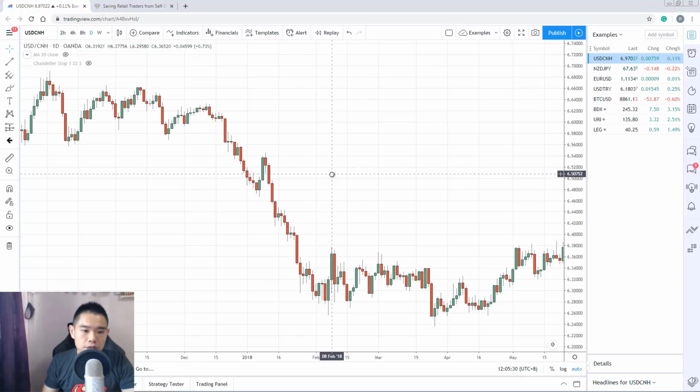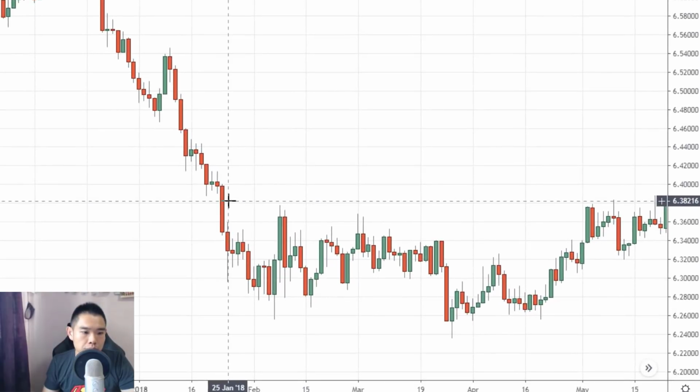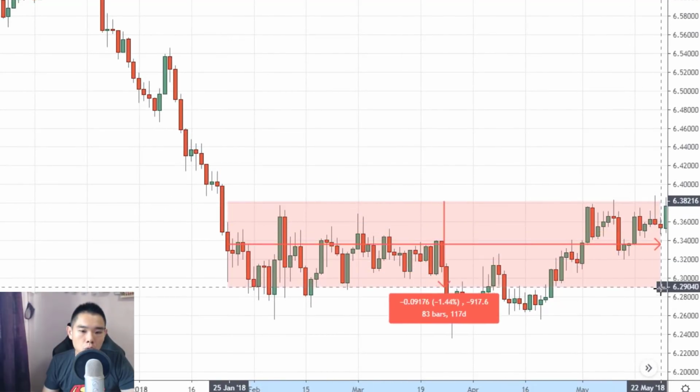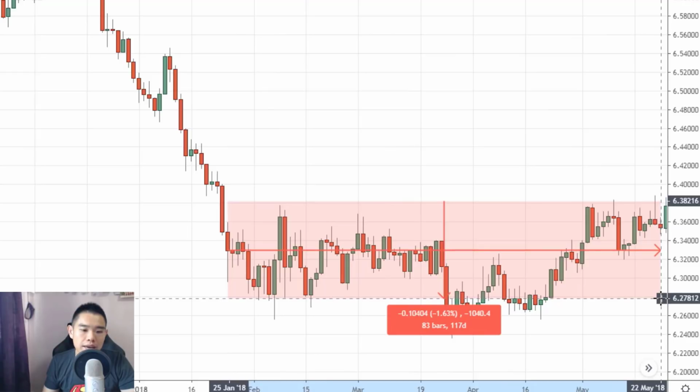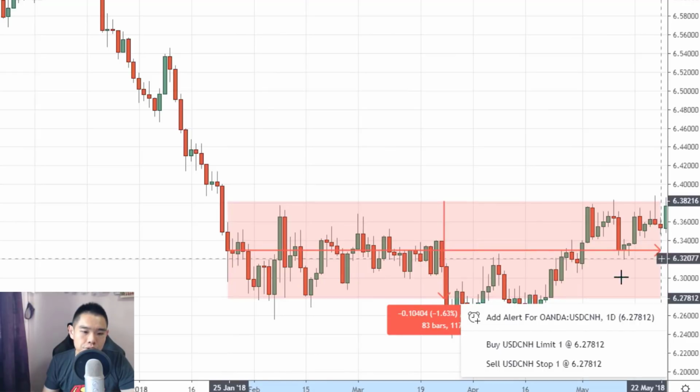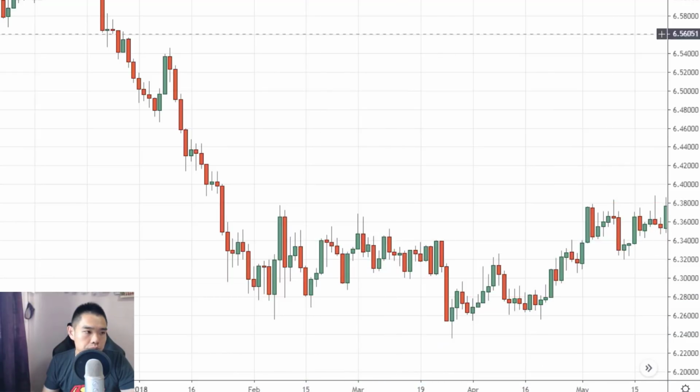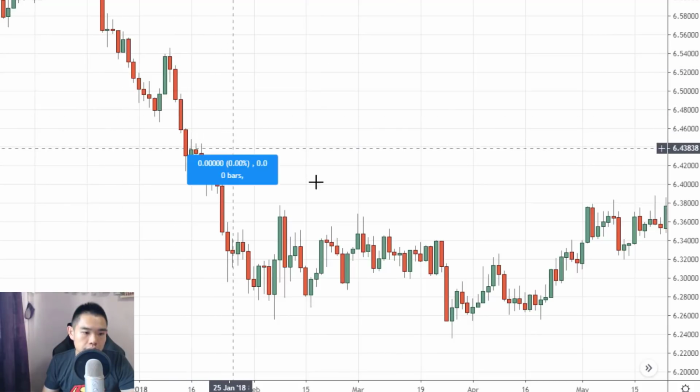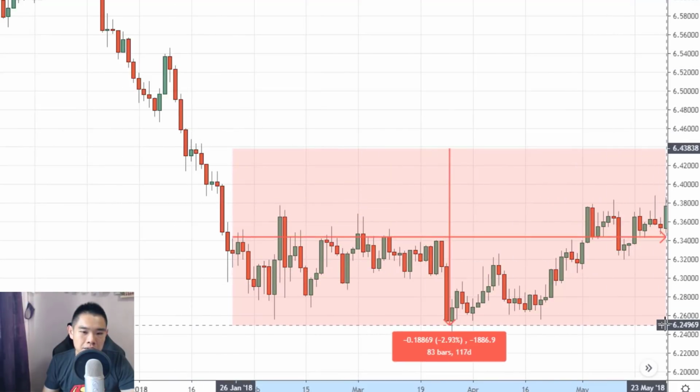So first thing first, if you recall, we are looking for a range, a minimum of 80 candles, 80 bars. So use this tool over here, just plot it from the start of the range all the way. And you can see that right now it has about 83 bars. Oops, it's gone. Let me just do that again. It's about 80. If you see the red color box, there's about 83 bars right now. So that kind of meets our criteria.